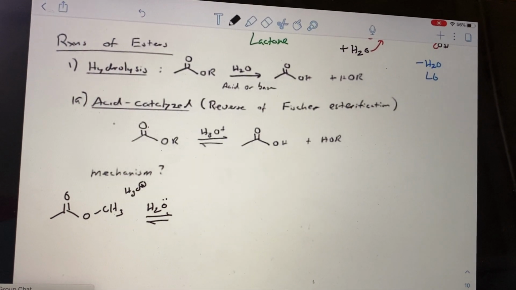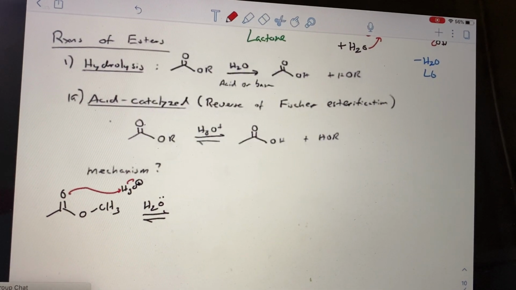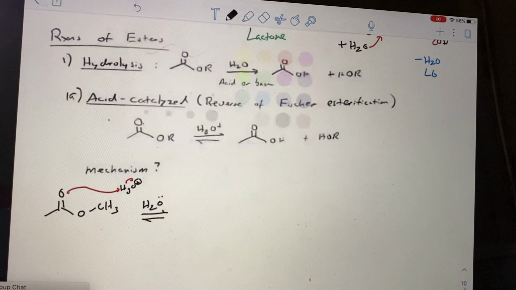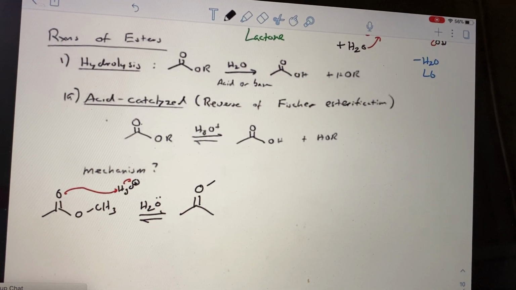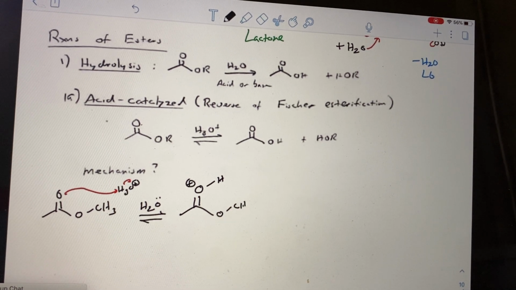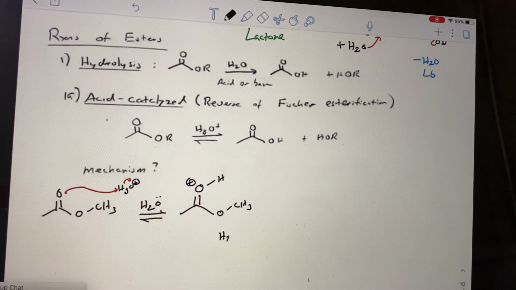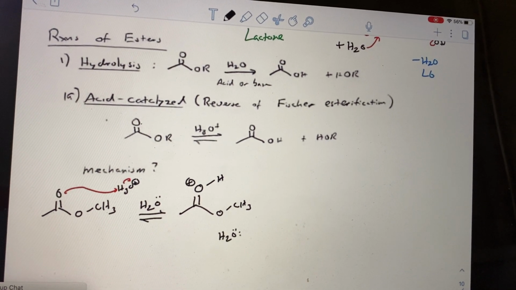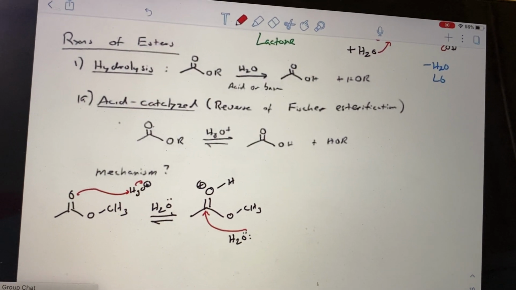So we're going to speed up or catalyze the reaction. We're going to generate the protonated species. So just like before, also under acidic conditions, positive formal charges here. So now this carbonyl carbon is much more electrophilic, so we can have our weak nucleophile water attack.